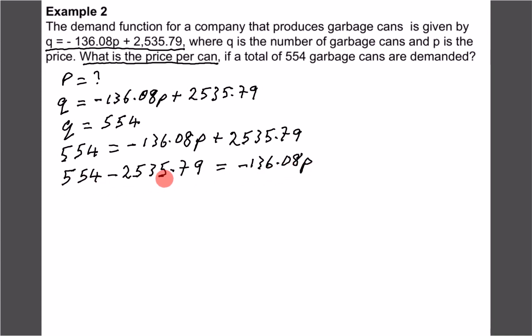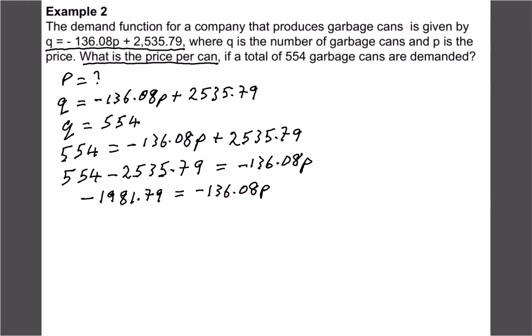So let's go ahead and combine the left hand side. We use a calculator and work this left hand side to have negative 1,981.79 equals negative 136.08. Now to get P by itself, we're going to go ahead and divide both sides by the coefficient of P, which is negative 136.08.